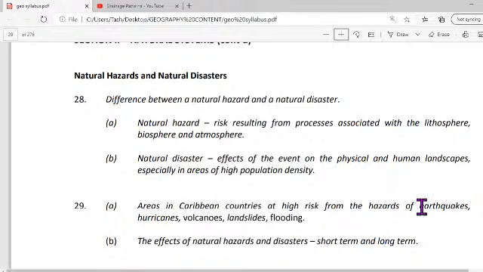For hazards, for earthquakes, what are some physical damages that we would have seen for earthquake? And also tell me what are some damages that we would have seen from a hurricane, from a volcano, from a landslide, and from flooding. So just tell me those in the chat section. What are some of these things that we would have seen in our countries?